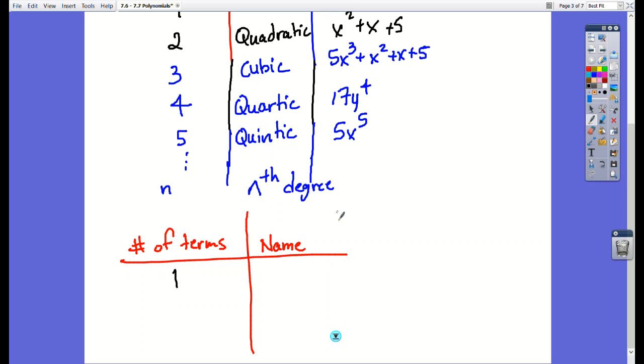So we should all know the answer to this first one. If we simply have one term, what's the name? Constant. Oh, linear. That's the degree. We're talking about what was the very first thing we did? Monomial. So there's just one item, so the prefix means 1.